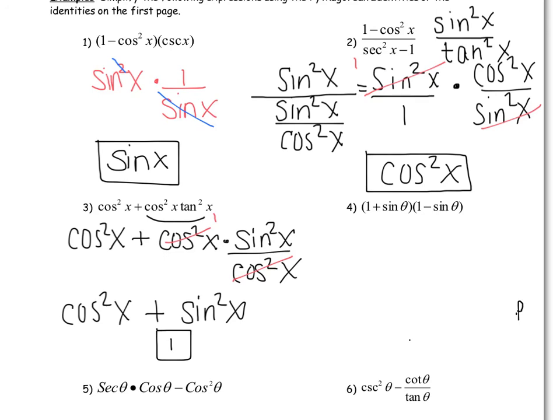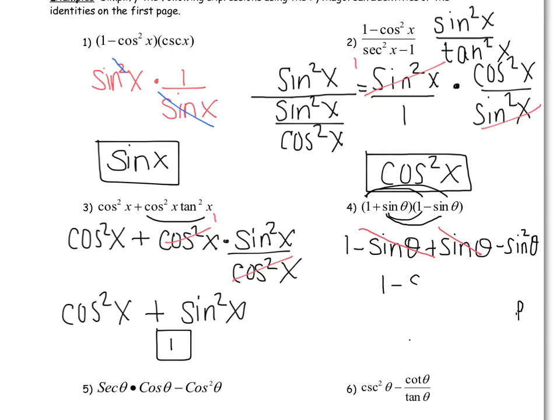Okay, example number 4. Example number 4 requires the use of double distribute. So let's go ahead and do that. 1 times 1 is 1. 1 times negative sine of theta is negative sine of theta. Sine theta times 1 is sine of theta. And sine of theta times negative sine of theta is negative sine squared theta. So what can we do? Well, these two can be canceled. And we're left with 1 minus sine squared of theta, which is a variation, and the answer is cosine squared.